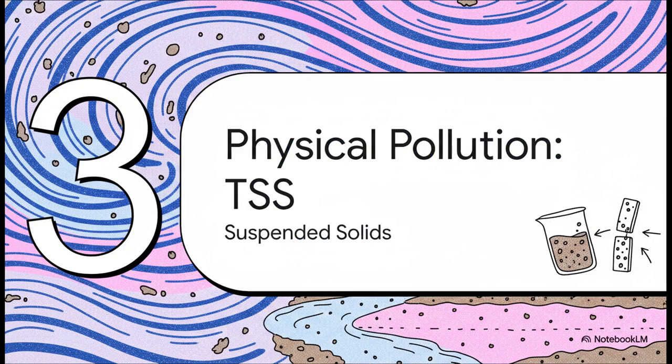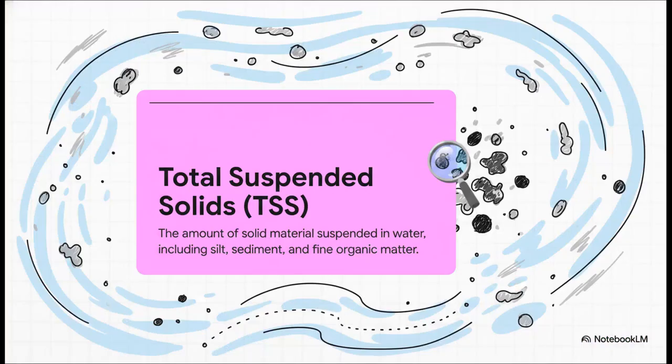All right, next up, let's talk about a parameter you can often see with your own eyes. We're talking about physical pollution, and we measure it as TSS, which stands for Total Suspended Solids. So TSS, Total Suspended Solids. It's exactly what it sounds like. It's all those tiny little particles of silt, dirt, organic matter, all the gunk that's just floating around in the water, but hasn't actually dissolved. This is the stuff that makes water look cloudy or murky.